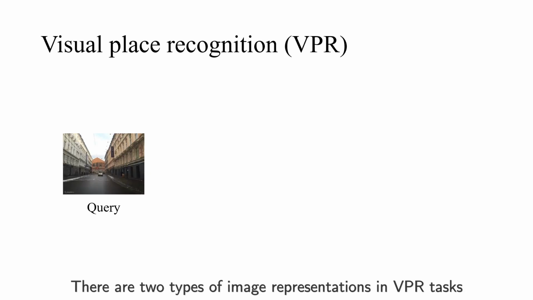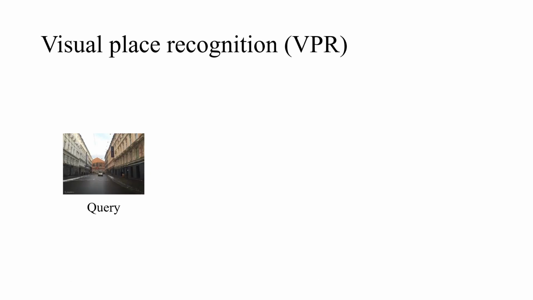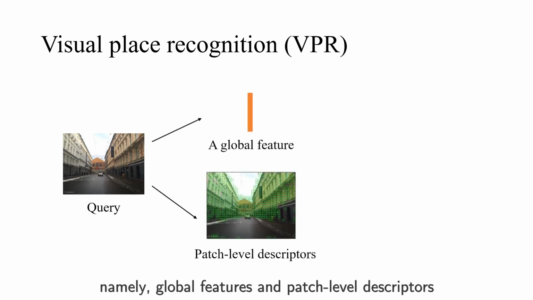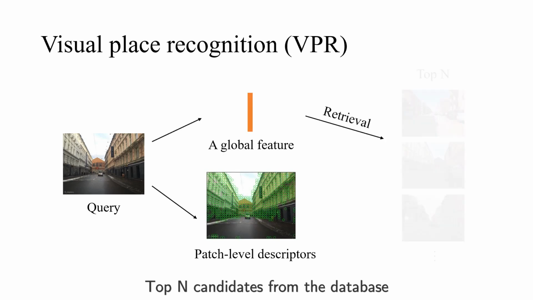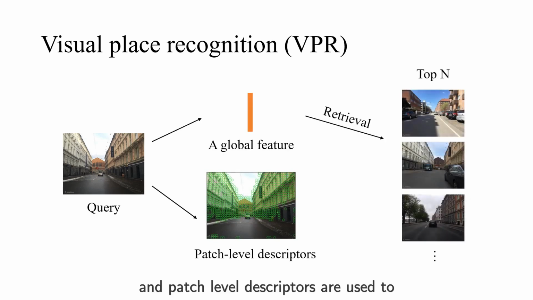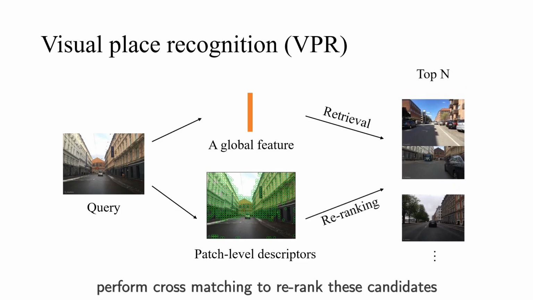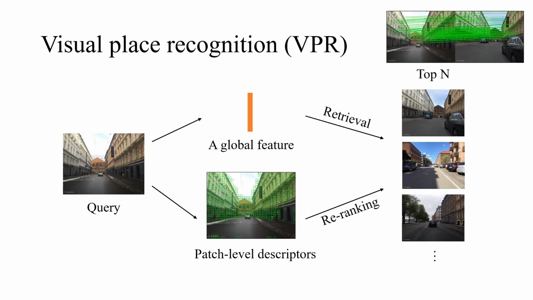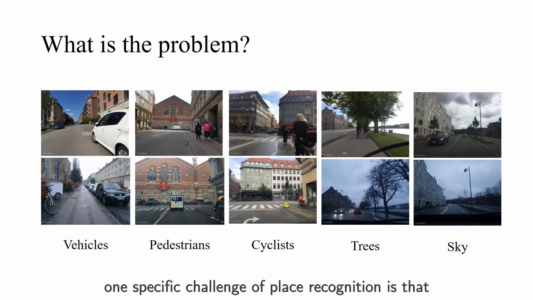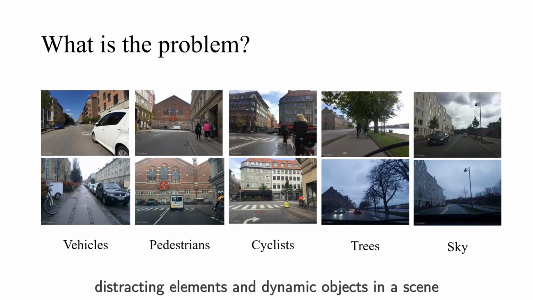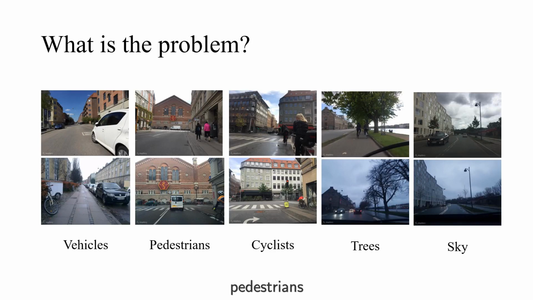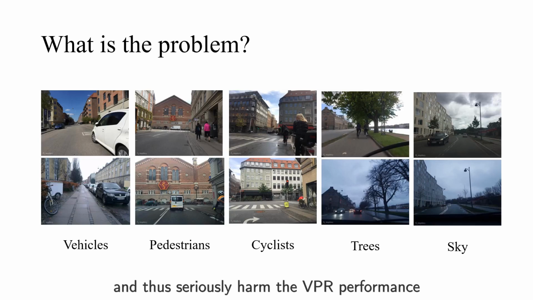There are two types of image representations in VPR tasks, namely global features and patch-level descriptors. Global features are used to retrieve top-N candidates from the database, and patch-level descriptors are used to perform cross-matching to re-rank these candidates. One specific challenge of place recognition is that there are always many distracting elements and dynamic objects in the scene, such as vehicles, pedestrians, cyclists, trees, and the sky. They cause confusion and occlusion and thus seriously harm the VPR performance.